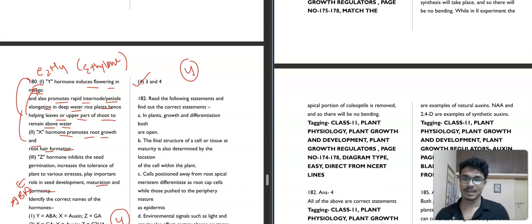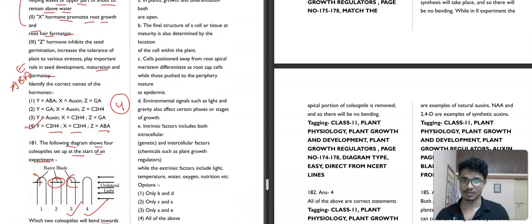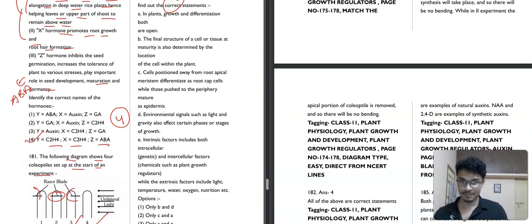It is saying that read the following statements and find out the correct statement. Okay, we will see. This is also a very long question. In plants, growth and differentiation both are open. Correct. The final structure of a cell or tissue at maturity is also determined by the location of the cell within the plant. Correct. Know that the final structure you can determine from the location within the plant. Then cell positioned away from root apical meristem differentiated as root cap cell, which those pushed away to periphery mature as epidermis. Yes, it is correct.